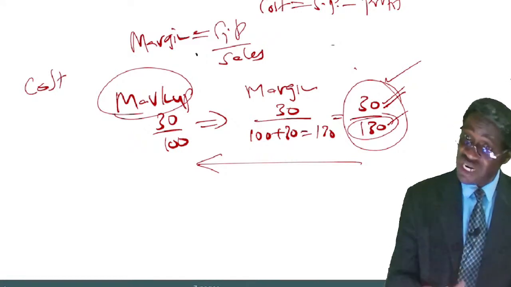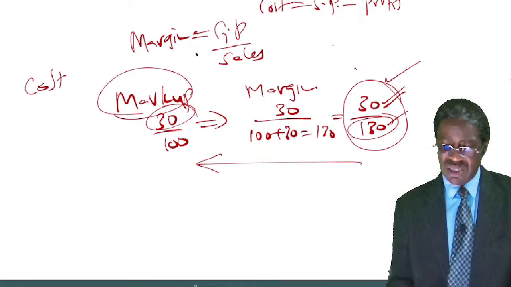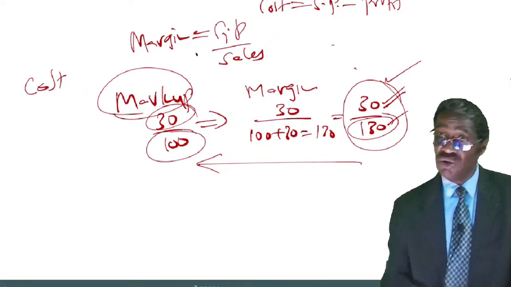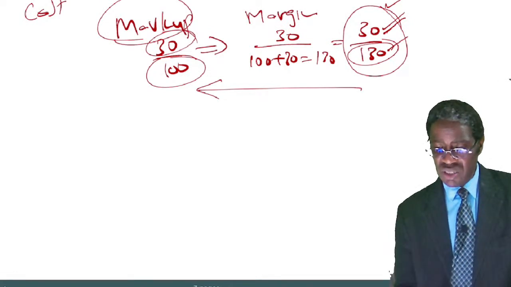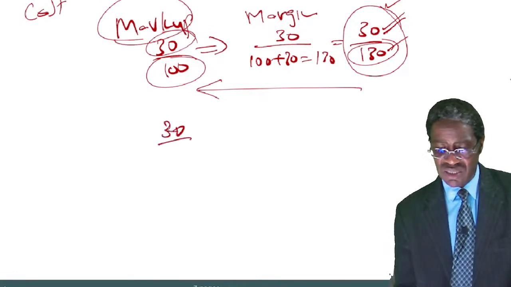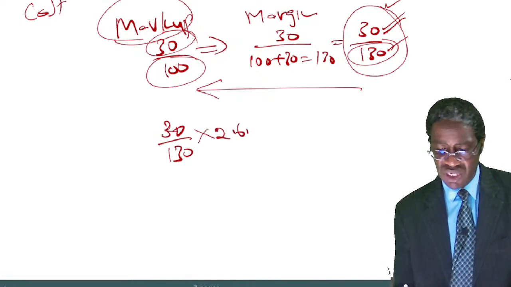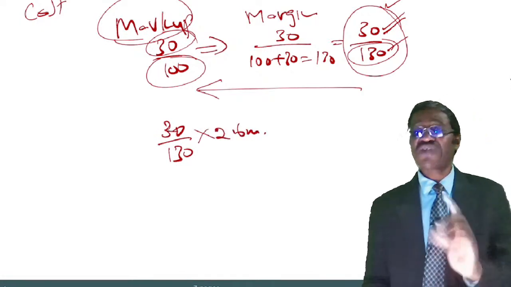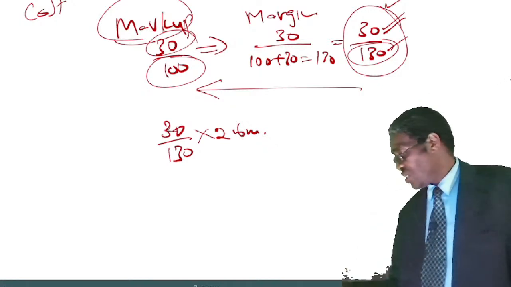If you are given markup and you don't need markup, you need margin, just take the numerator and add it to the denominator. Listen, so for this question, you needed the margin, which we have got as 30, divided by 130. Now you multiply that by 2.6 million. That will give you the profit loading in that.